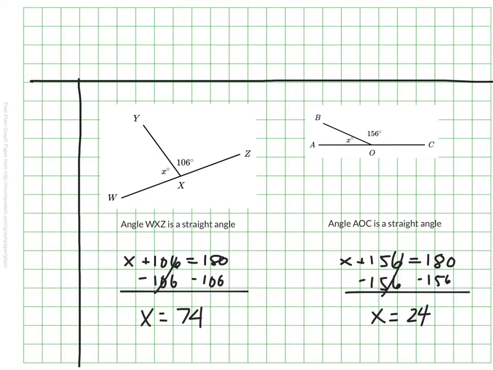And when we do that, in our problem on the left, we find that the angle that was missing, angle WXY, is 74 degrees. And we find over on the right-hand side that the angle that's missing, angle AOB, must be 24 degrees, just by doing our nice quick subtraction.